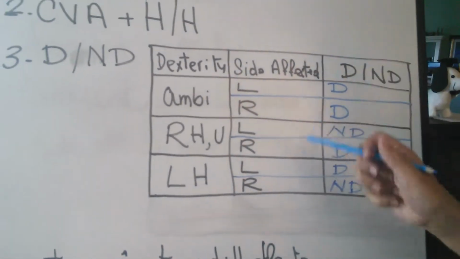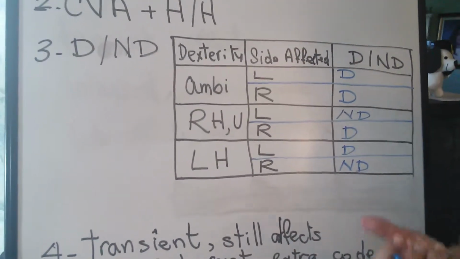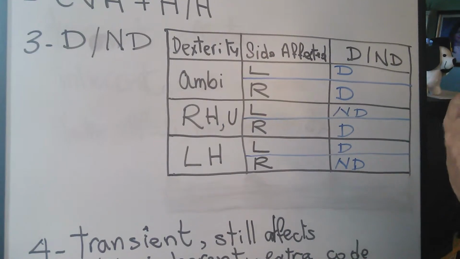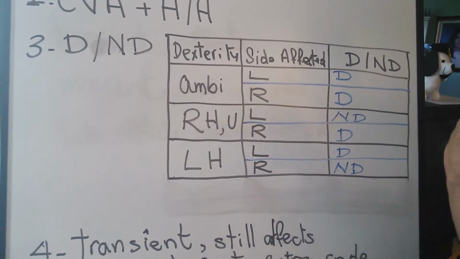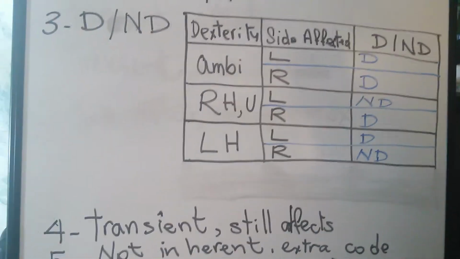Just keep this table handy, and if you have any problems seeing which side is dominant or not, or if the condition is dominant on the left or the right, just go back to this table, okay?